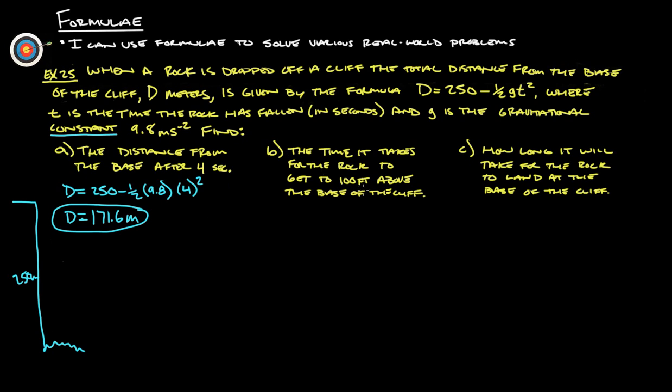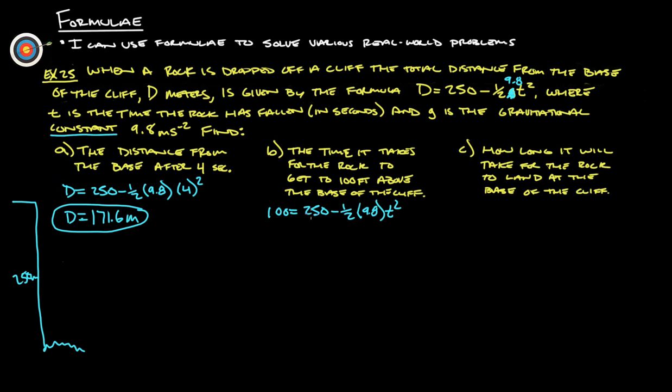The time it takes for the rock to get to 100 feet above the base of the cliff. Now, again, we're going to keep using this formula over and over again. But now we know the distance, and we've got to figure out what the time is. So really what we want to do is get rid of that g and put in a 9.8. Now we know the distance is going to be 100. So the distance is 100 equals 250 minus 1/2 9.8 times t squared. Now we're trying to find out what the t is instead. So we've got to solve this for t squared.